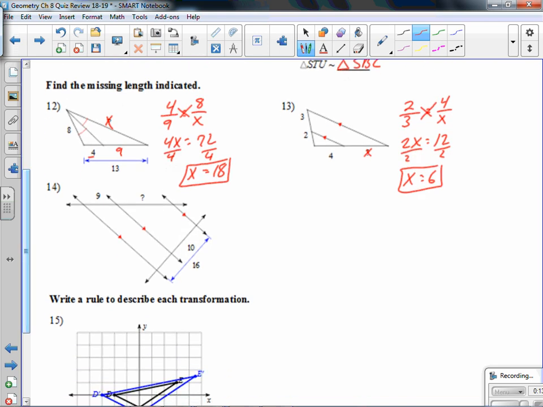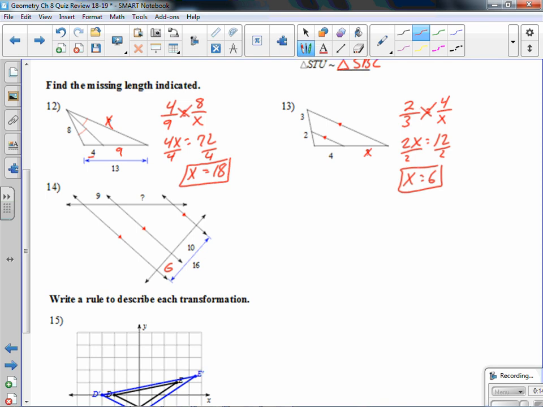14, we have 3 parallel lines. All of them have the same arrowhead mark showing that they're parallel, intersecting 2 transversals. So in this case, the parallel lines divide these transversals into proportional parts. So this whole distance here is 16, this part's 10, so that means that that part there has to be 6.